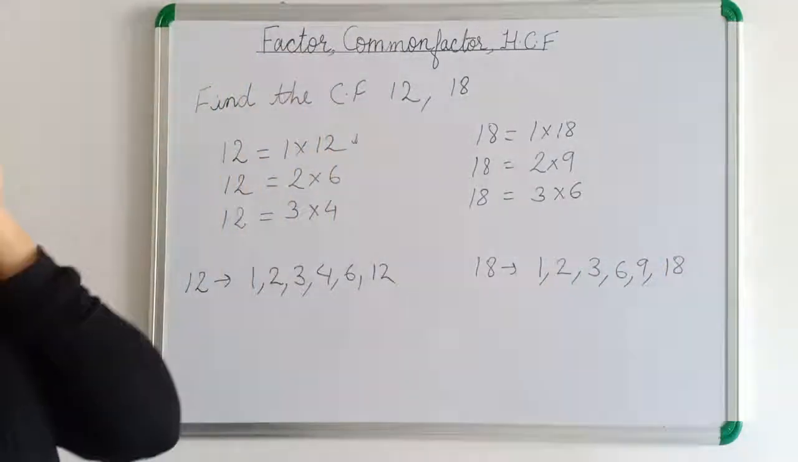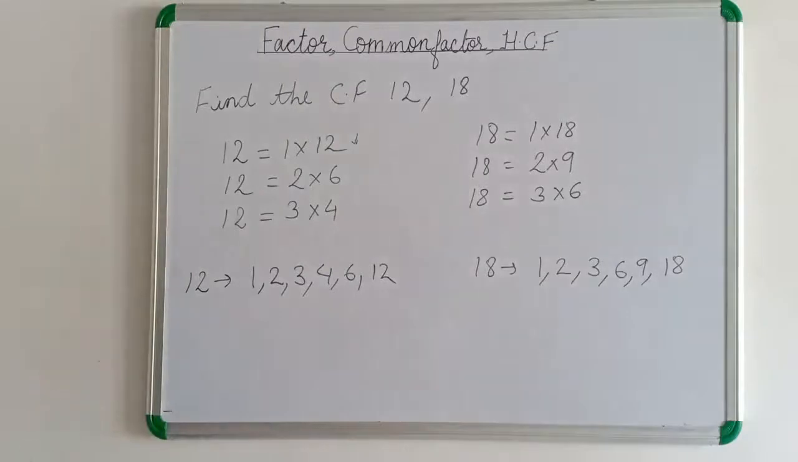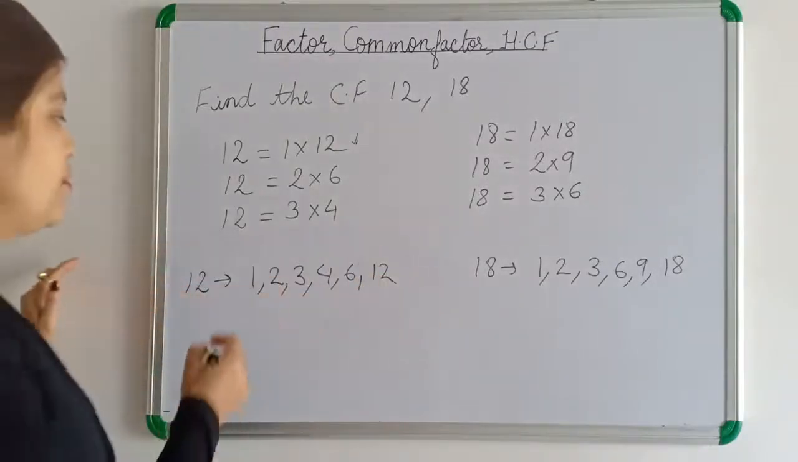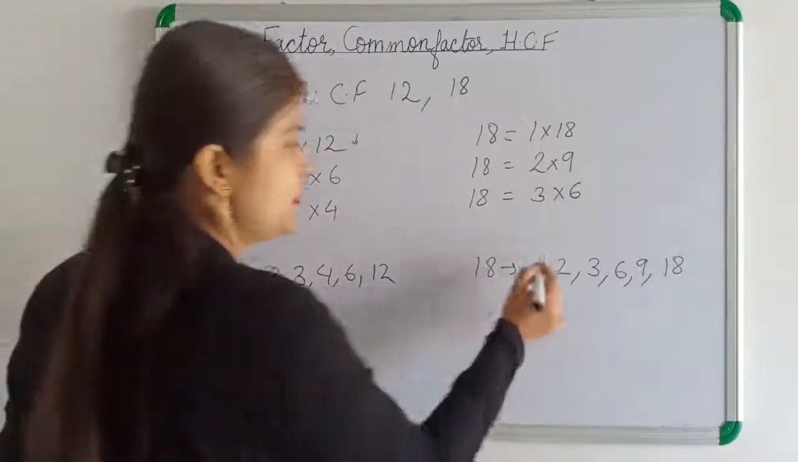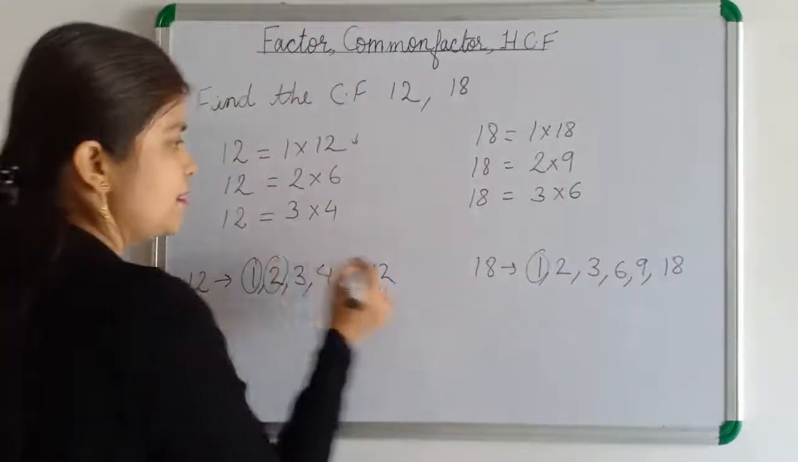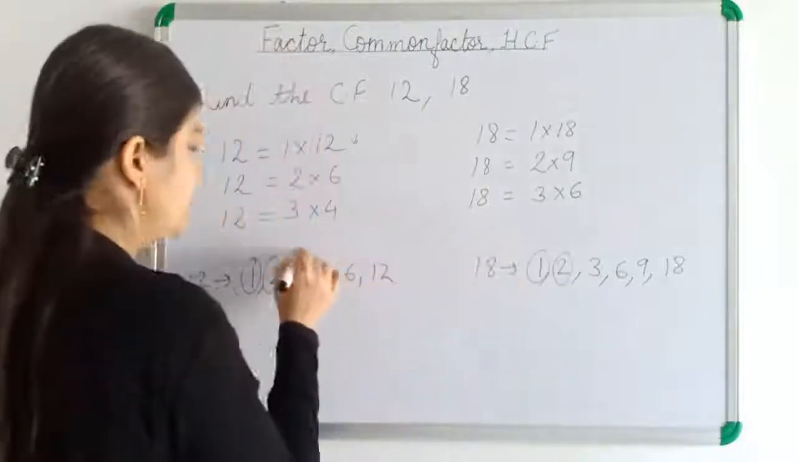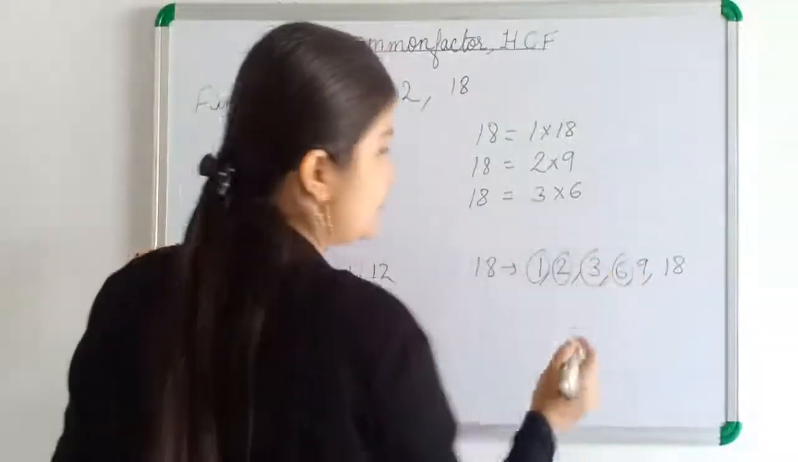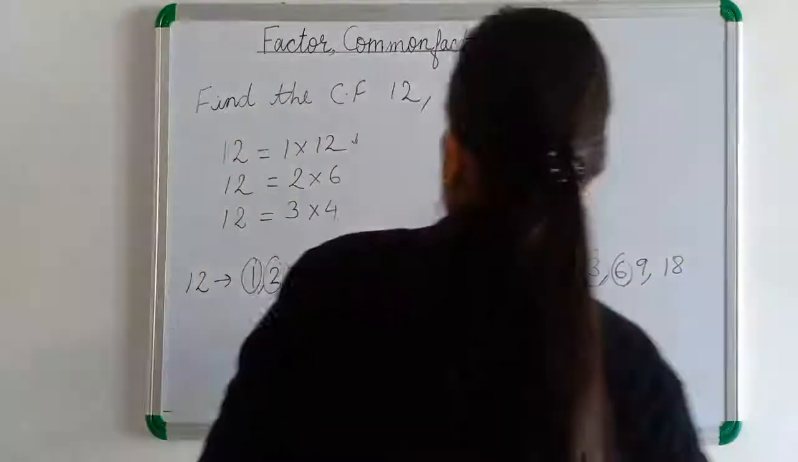Now what is the common factor? Common factors are the factors which are shared with both the numbers. You can see what are the common ones here which are shared with both the numbers. This also, 1, 2, then 3, then 6. Okay. In the number line you can see here.